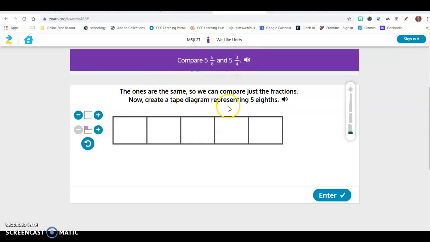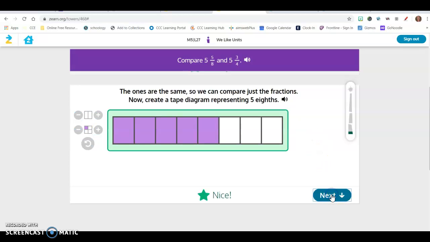So create a tape diagram representing 5/8. So I split it into 1, 2, 3, 4, 5. And then this part here is what shades in the 5. So we have 1, 2, 3, 4, 5, 6, 7, 8. And we want to do 5 of them.